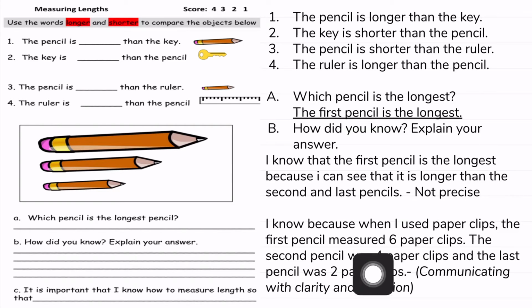If you want to be more precise, you can do it like this. I know because I used paper clips to measure. The first pencil measured 6 paper clips. The second pencil was 4 paper clips, and the last pencil was 2 paper clips. So this is communicating with clarity and precision.